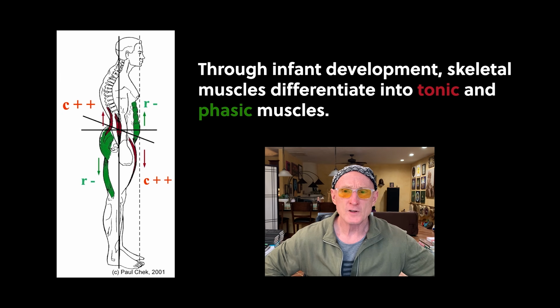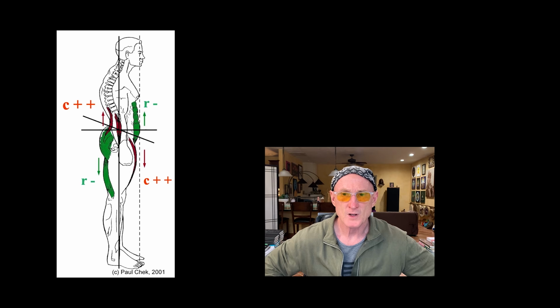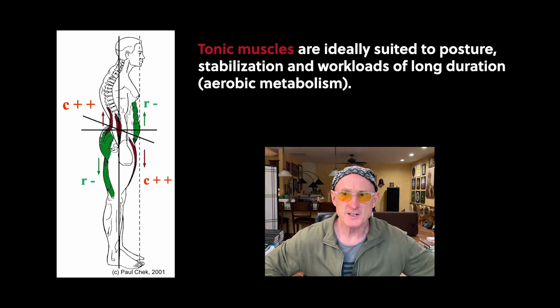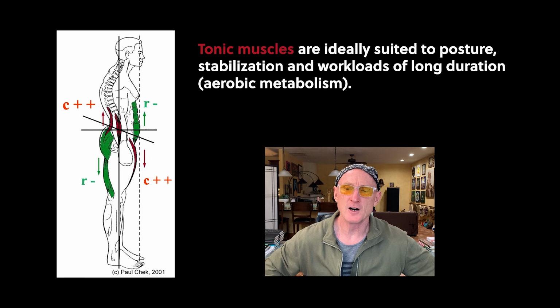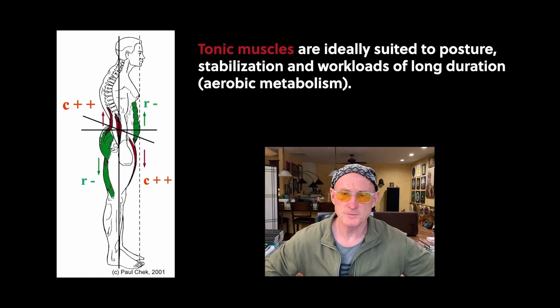So let's just look a little bit at the difference between these types of muscles. Tonic muscles are ideally suited to posture, stabilization, and workloads of longer duration, and they have more slow twitch muscle fibers, therefore a predominantly aerobic metabolism, which means they can go for longer periods of time, but they need oxygen delivery through the blood system to keep running for long periods of time.